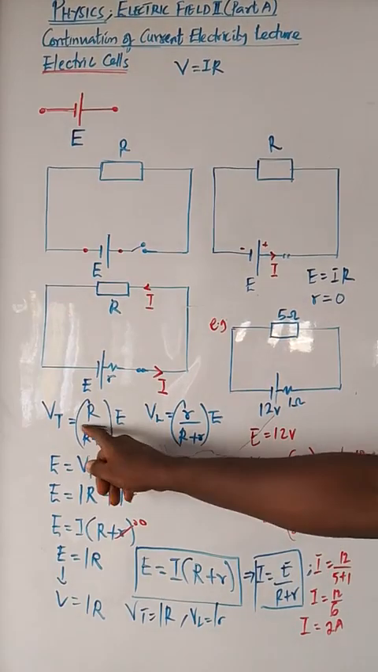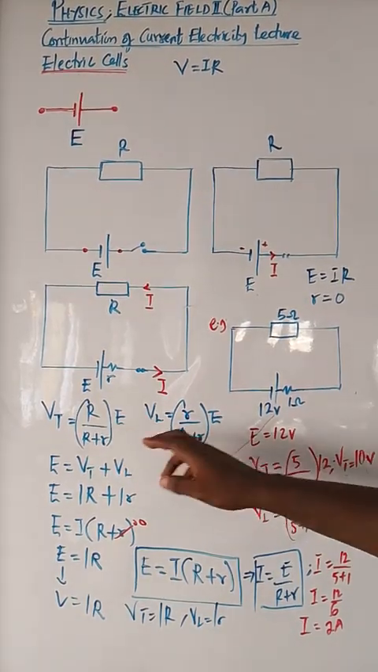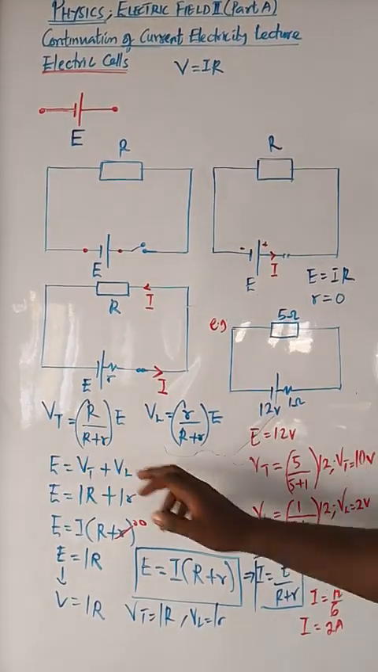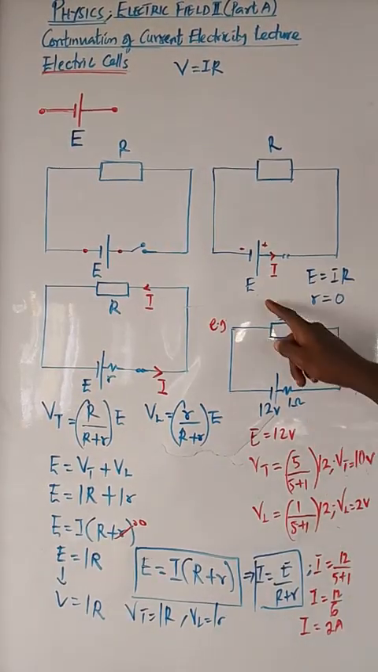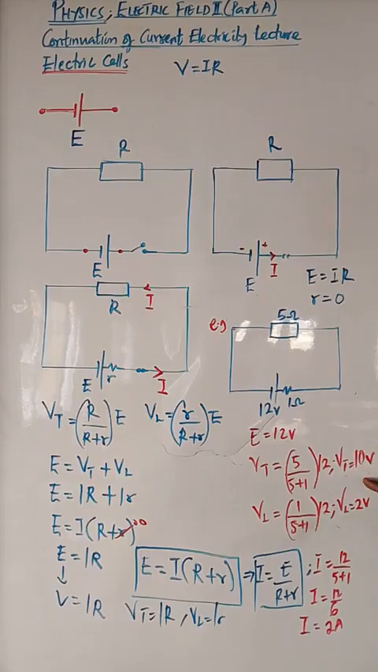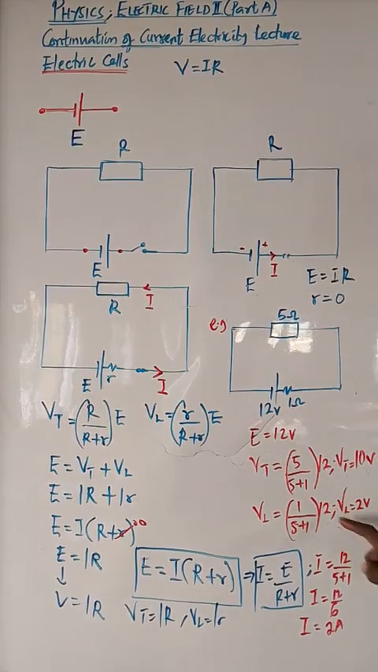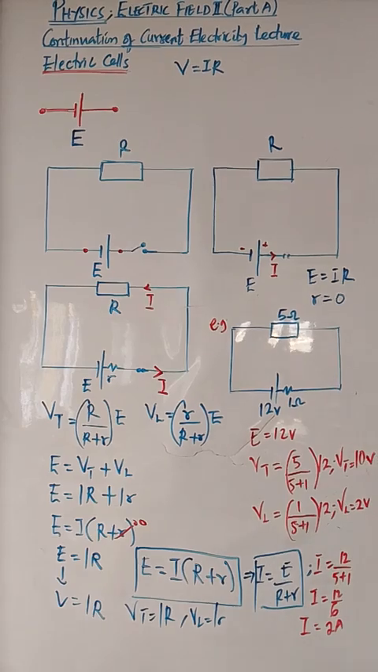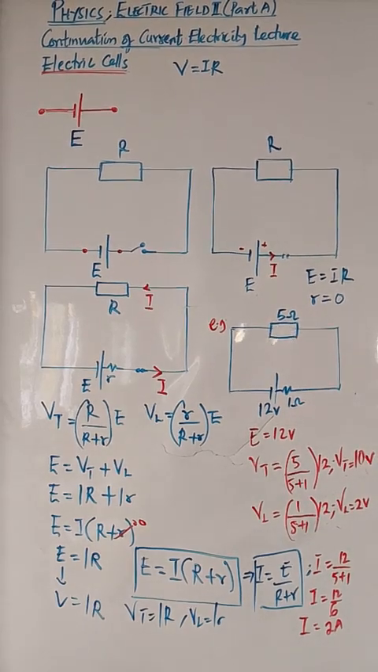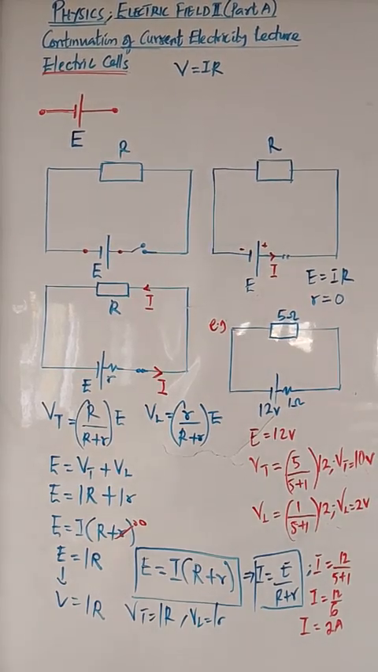If you don't use this formula to get the terminal voltage and lost voltage, we can use this formula to get I first. After getting I, multiply this 5 by 2, you get this V, 10. Multiply this 1 by 2, what do you get? The lost voltage, 2 volts. So this is for a single cell. A single cell. That's all you have to know.